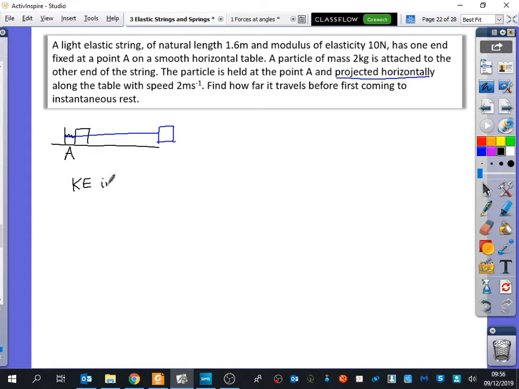So we're going to say its kinetic energy. Does it also have elastic? No, it doesn't. Nothing, it's free. It has initial kinetic energy, and at this point we know it's going at 2 meters per second. It has no elastic potential energy. What does the kinetic energy get converted into? Elastic potential energy. It gets converted into its final elastic potential energy, which we'll figure out in a second.